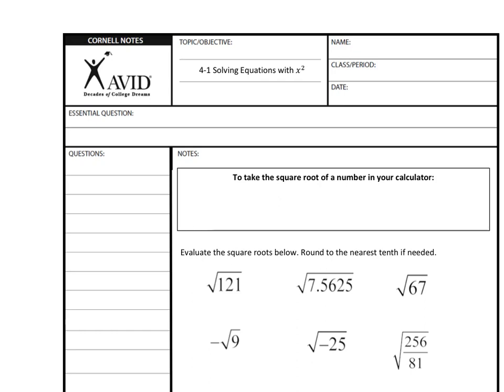Alright, so today we're starting chapter 4, which is a little bit review and a little bit new. So our topic today is solving equations with x squared, and we have two questions. They are, what are rational numbers? That's review. And our second question is, how do I solve an equation with x squared?